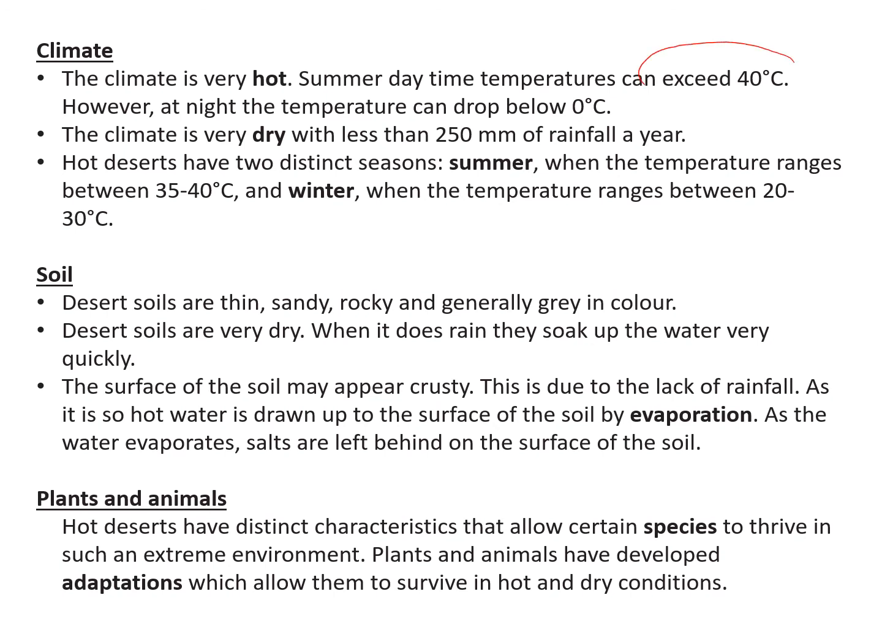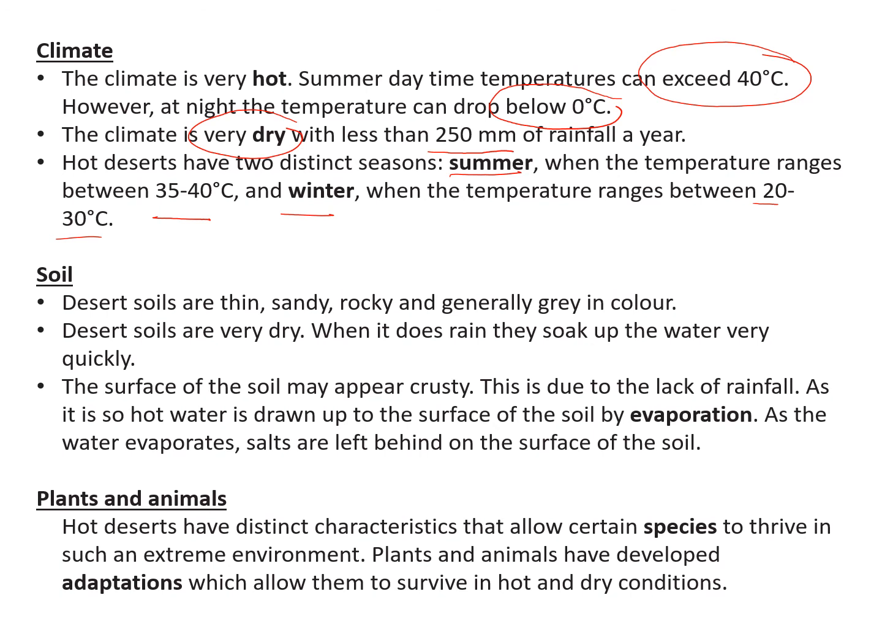In the daytime, the temperatures can go above 40 degrees, but at nighttime, deserts are very cold and they can often go below freezing, 0 degrees. Deserts are very dry, which means they get very little rainfall, less than 250 millimeters in a year. So that's 25 centimeters, less than that in a year. Hot deserts have two distinct seasons. They have a summer, which is hot, between 35 and 40 on average. And then in the winter, it's still very hot, but it's 20 to 30 degrees.